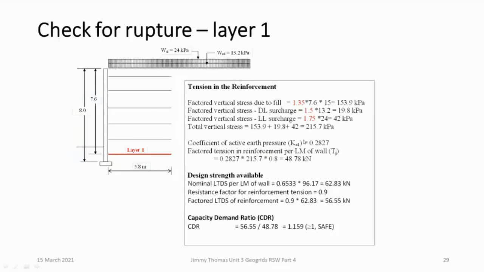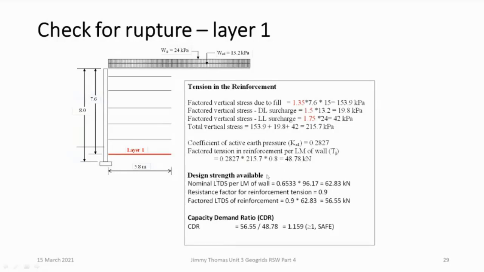Then the vertical stress we multiply by the coefficient of active earth pressure, 0.2827, because for the geogrid we are assuming it is an extensible reinforcement. So we are assuming active earth pressure conditions prevail, and we are using the coefficient of active earth pressure. So the factored tension in the reinforcement is 0.2827 into the vertical stress into the contributory area, which is 0.8 meter. So 48.78 is the factored tension.